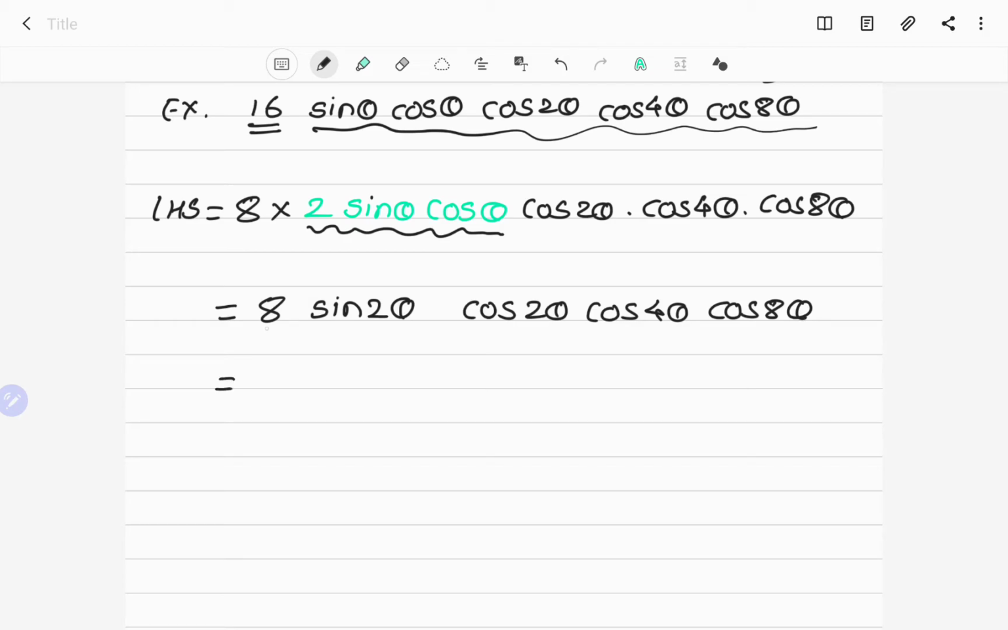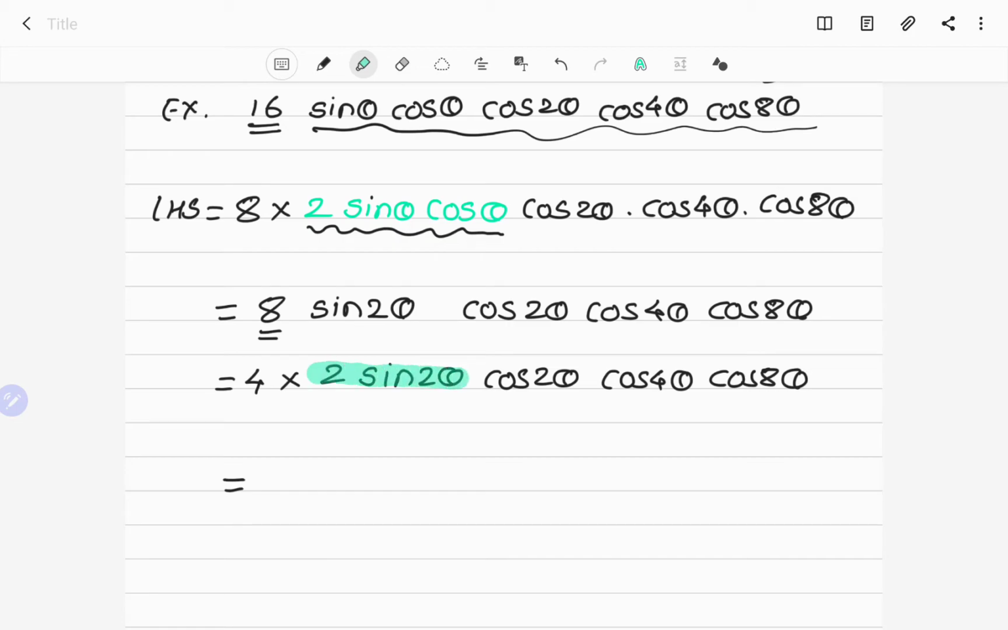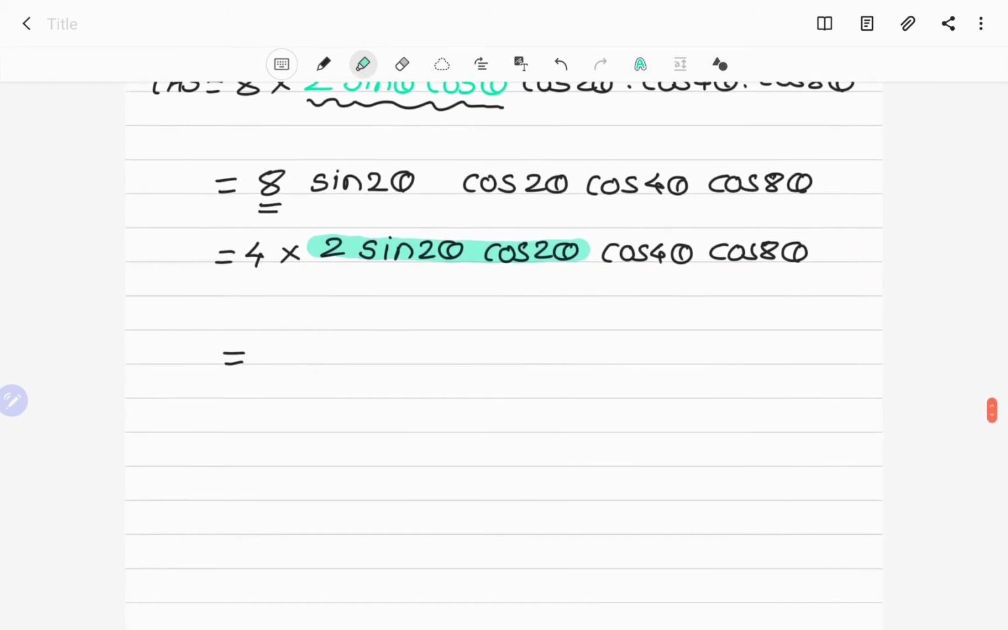Okay, in the next step, let's split this 8 as 4 into 2. So right, and let's keep the rest of the thing as it is, as sine 2 theta, cos 2 theta, then cos 4 theta, then cos 8 theta. Okay, then it's all about observing the things, friends. So let's observe this next thing. This is 2 sine 2 theta cos 2 theta. Now this is a very interesting part of this problem.